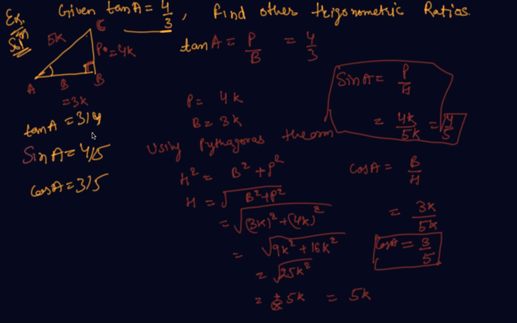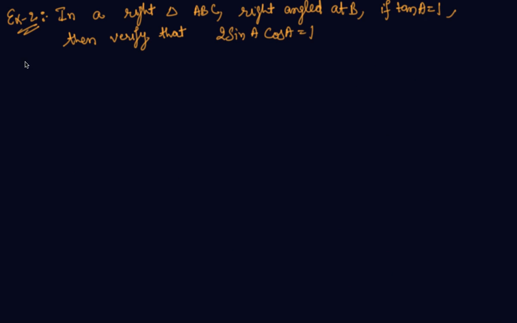Okay, I hope students you are clear up to now. Let me give you one more example on this, how to find the trigonometric ratios when we are given one angle or one trigonometric ratio. So students, here is one more example in which we are given a right angle triangle ABC. Let me draw the diagram first. This is a right angle triangle ABC.